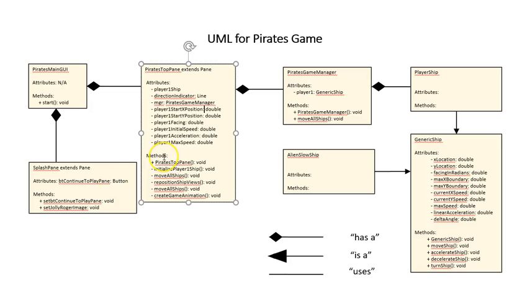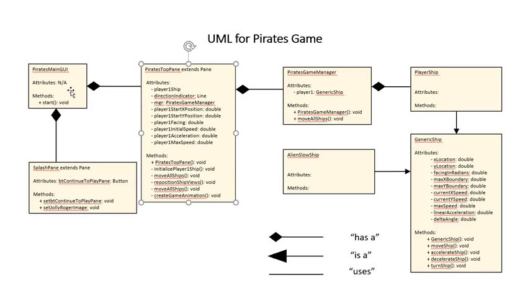So the splash pane needs to figure out how to convert over to the play pane, but it doesn't know anything about it. How do you handle that? Well, who knows about both the panes? The main GUI does. Pirate's main GUI class knows about both of those panes.